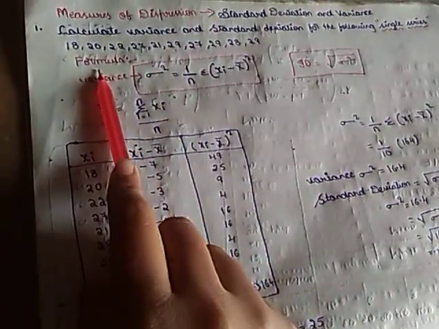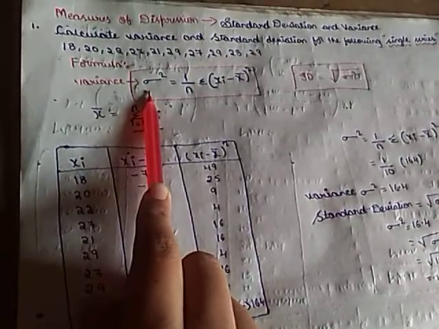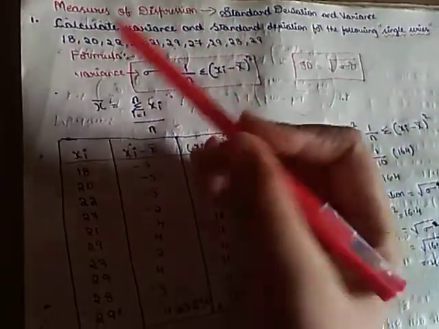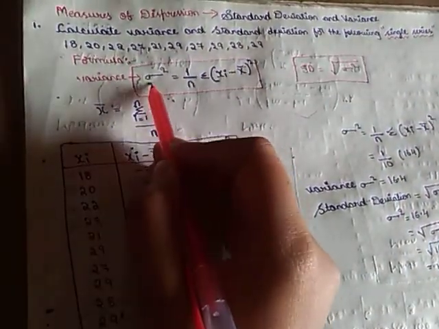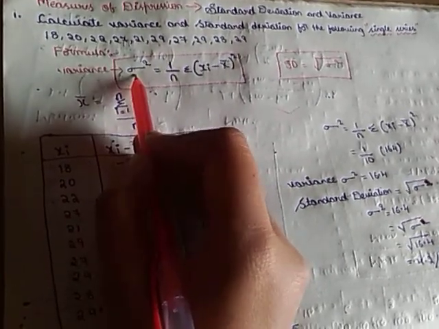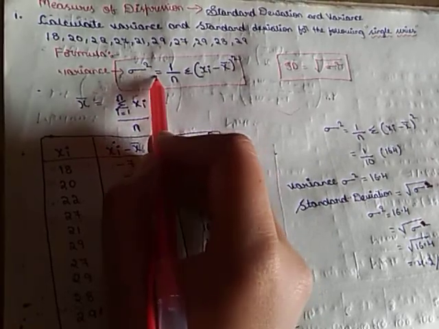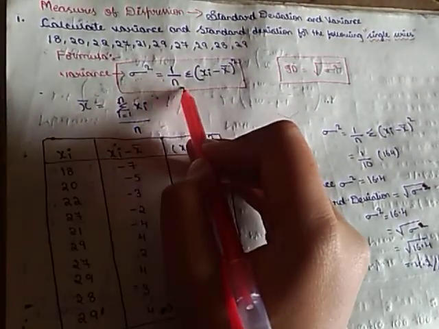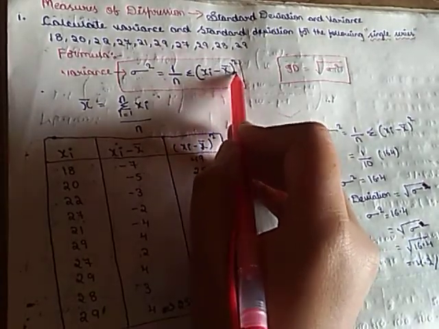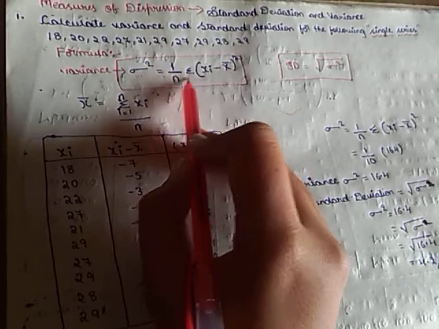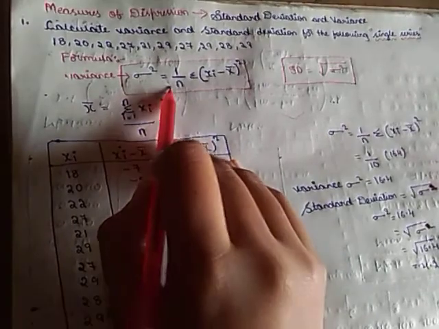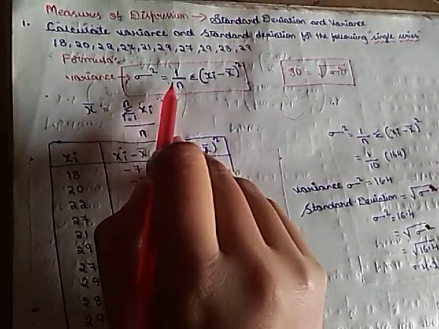The formula for single series: variance is denoted by sigma square. So sigma square means variance. Sigma square equals 1 by n summation of xi minus x bar whole square. This is the formula in single series for variance.